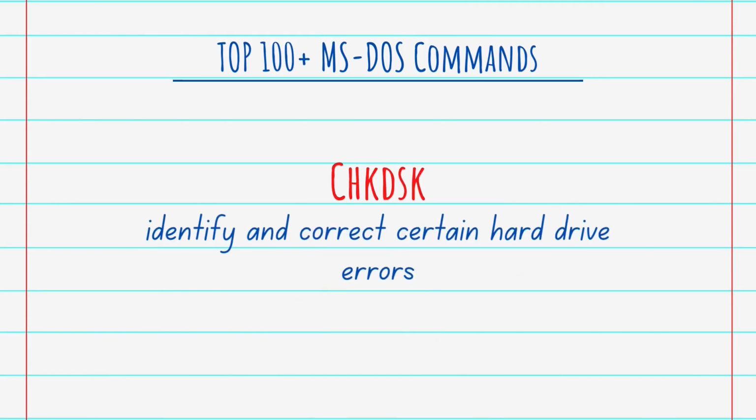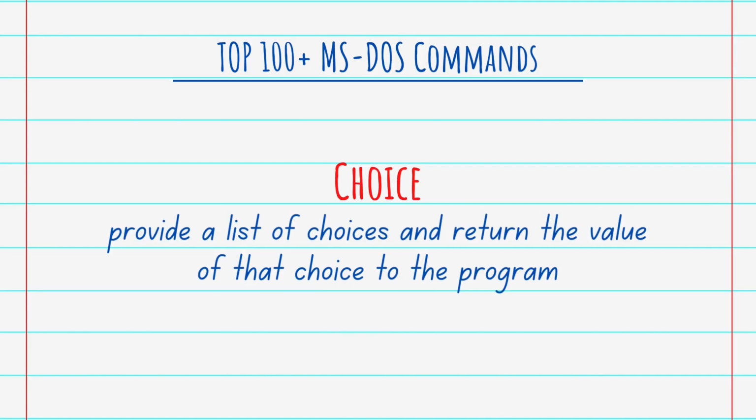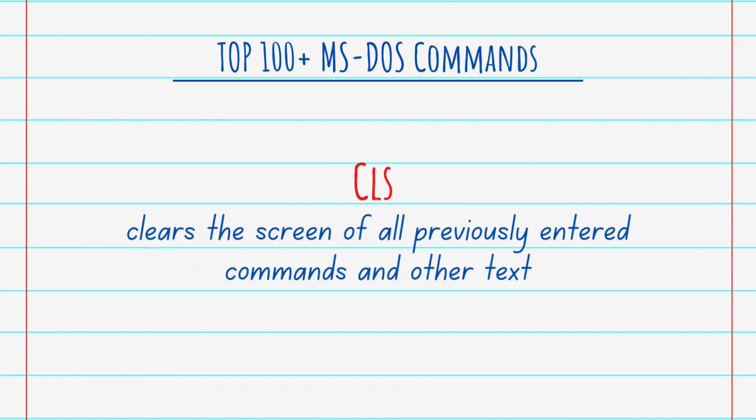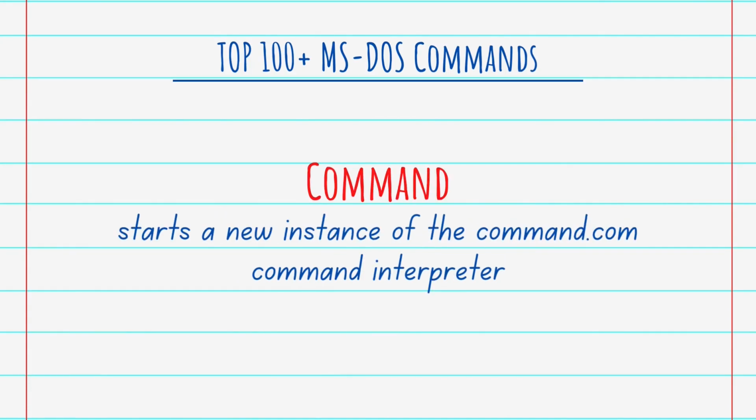Then chkdsk. The chkdsk command, often referred to as check disk, is used to identify and correct certain hard drive errors. Then choice. The choice command is used within a script or a batch program to provide a list of choices and return the value of that choice to the program. Then CLS. The CLS command clears the screen of all previously entered commands and other text. Then command. The command starts a new instance of the command.com command interpreter.